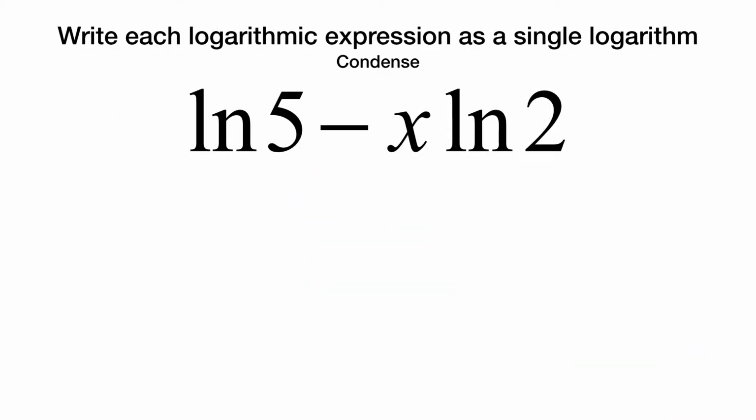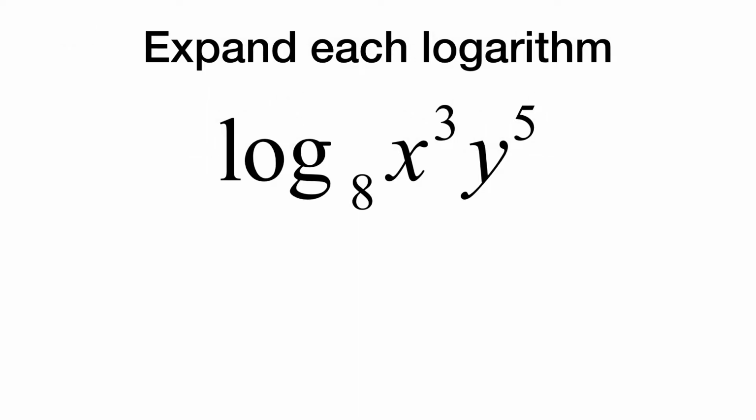Okay, this is ln 5 minus x ln 2. So this becomes ln of 2 to the x. My final answer becomes ln of 5 over 2 to the x. Now we're going to expand our logarithm.